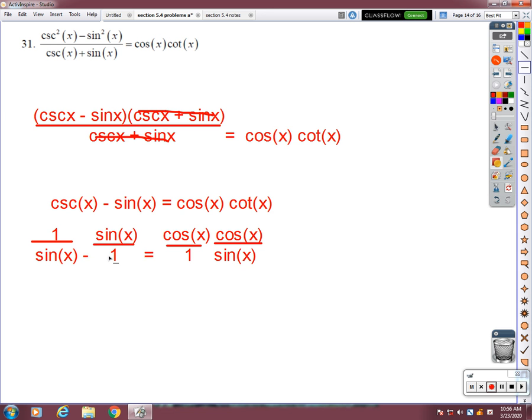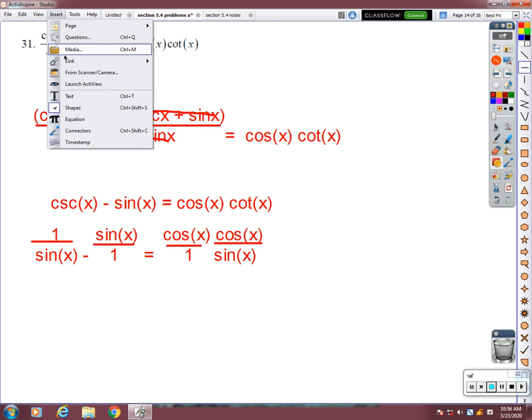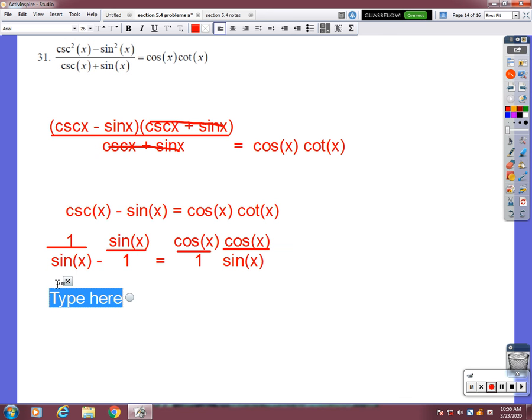Here I'm going to get a common denominator, which is going to be sine of x. So this already has the sine of x on the bottom, so I need to multiply the top and the bottom over here by sine of x. So if I do that, I have 1 over sine of x minus, this becomes sine squared of x over sine of x, because I was trying to get that common denominator there.